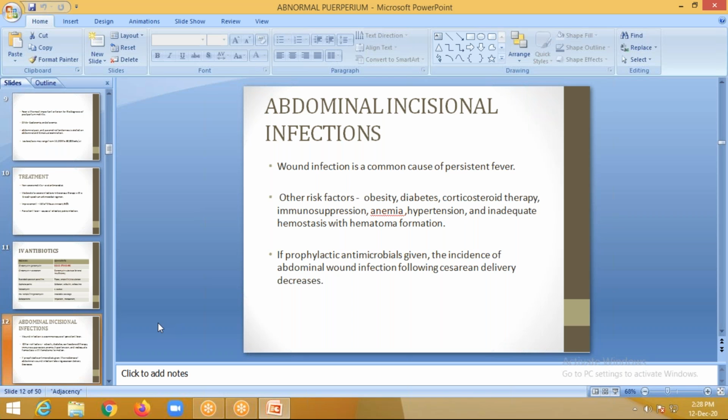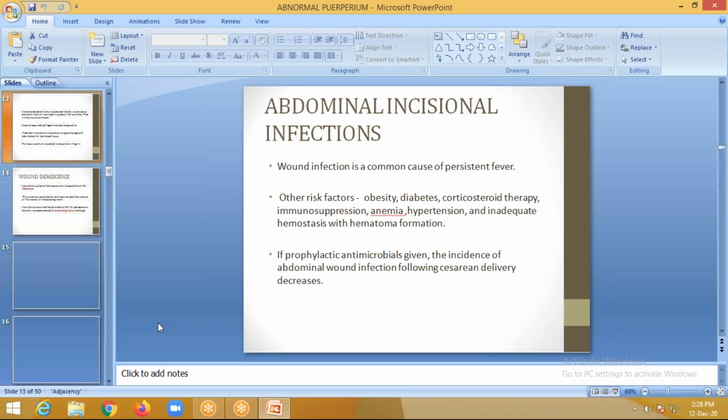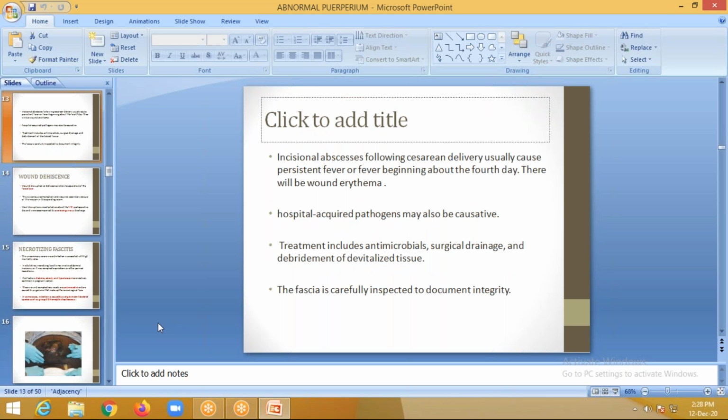If prophylactic antimicrobial is given, the incidence of abdominal wound infection following cesarean delivery will decrease. So we routinely give antimicrobial prophylaxis before cesarean delivery. Incisional abscesses following cesarean delivery usually cause persistent fever, or fever beginning about the 4th post-operative day. There will be wound erythema.